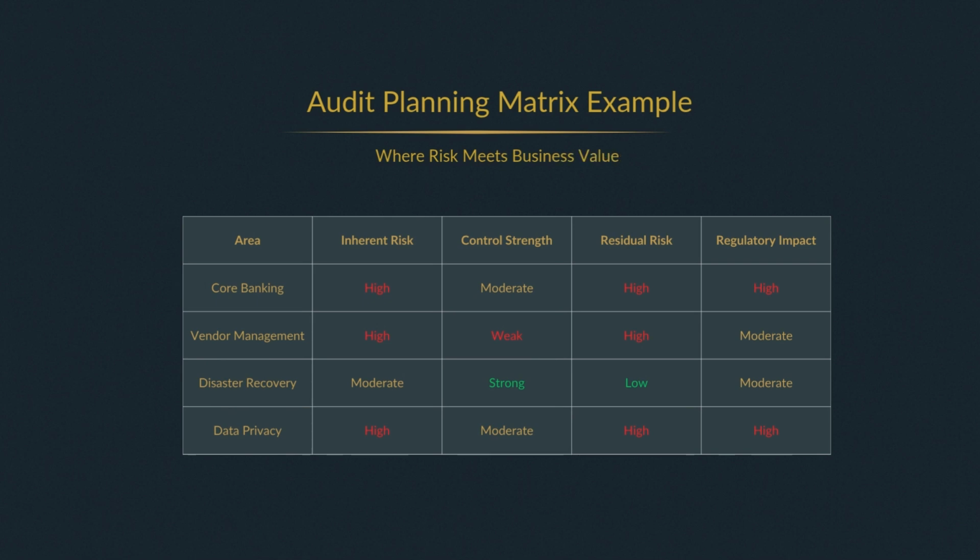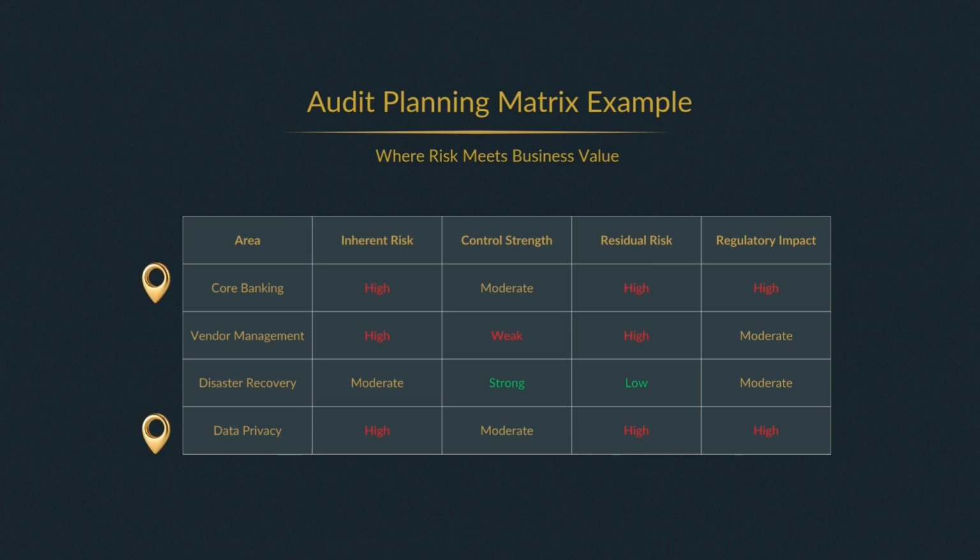Let's apply this to a real scenario. You're planning audits for: 1. Core banking system. 2. Vendor management. 3. Disaster recovery. 4. The data privacy program. You gather metrics: inherent risk, control strength, residual risk, regulatory impact. The matrix tells a clear story.